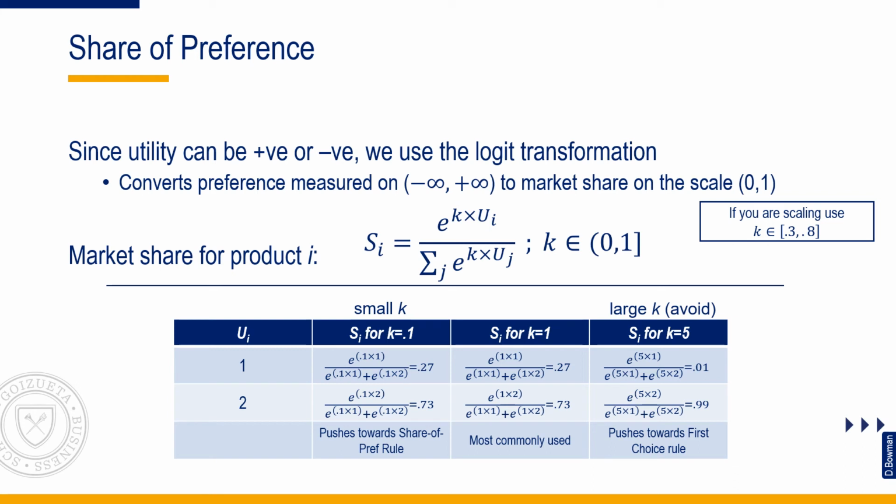We also include a scaling constant. Small values of the scaling constant push the predicted share to be closer to the relative size of the utilities. Larger values of the scaling constant push the predicted share to be more like the first choice rule. For existing markets, we would choose a scaling constant that resulted in the best prediction of the current market shares.